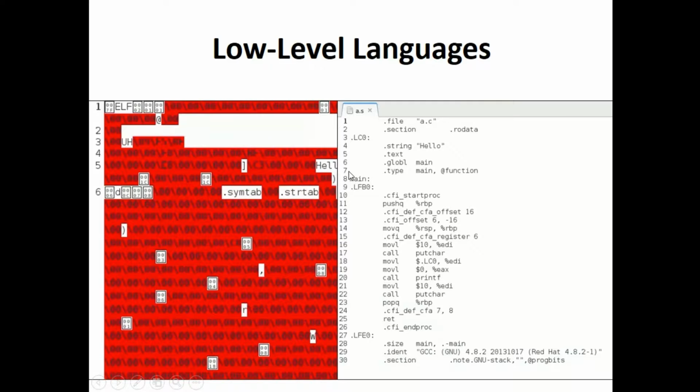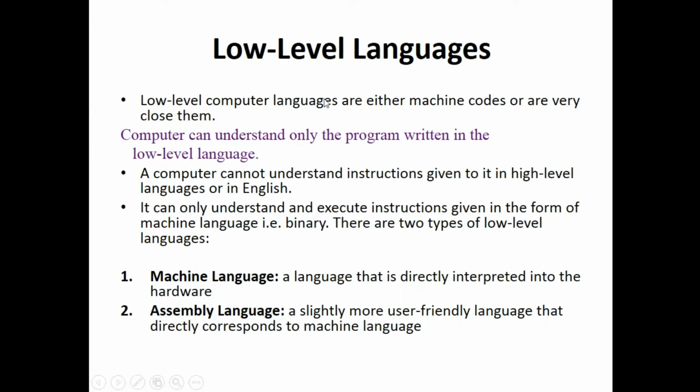The low level language, as you are seeing, these are examples of low level language. Everything is written in zeros and ones or in some codes, which cannot be understood by any user. It is understood by the CPU of the computer. Low level computer languages are either machine codes or very close to them. A computer can understand only programs written in a low level language. A computer cannot understand instructions given in a high level language or in English.